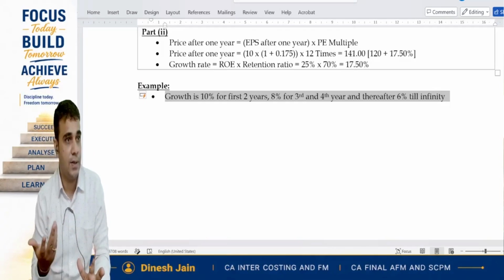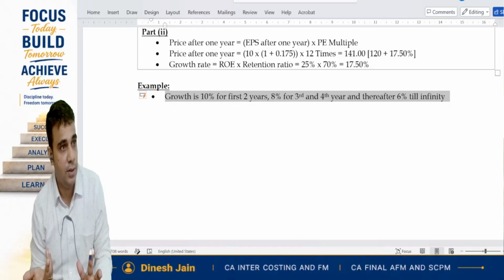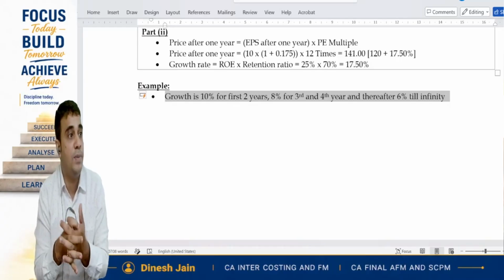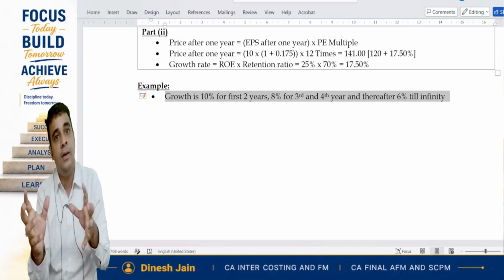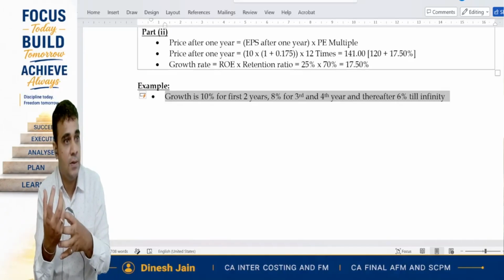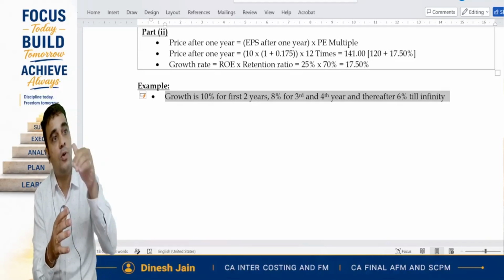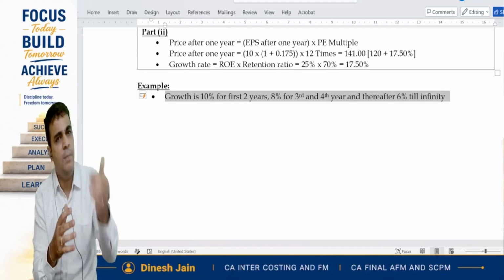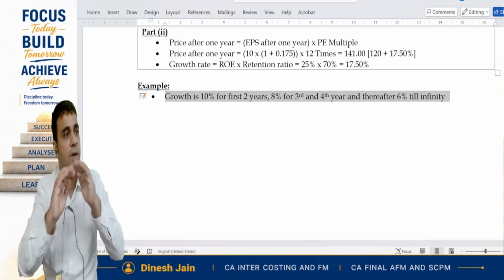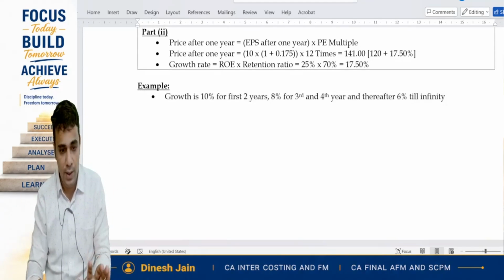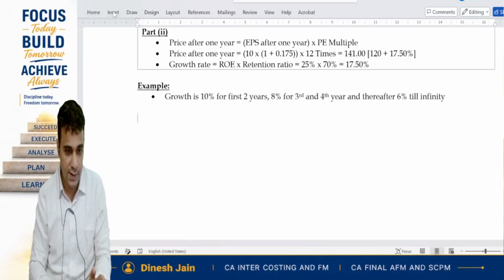Because 3 numbers are there, and practically this is possible, it is not right to say that the growth will be the same always. Initially, when I start any new business, first few years we may even grow 100%. Thereafter, the growth will go down to 40%, and maybe at some stage it goes down to some 10-12% till infinity. Now, in this situation, what concept is used?